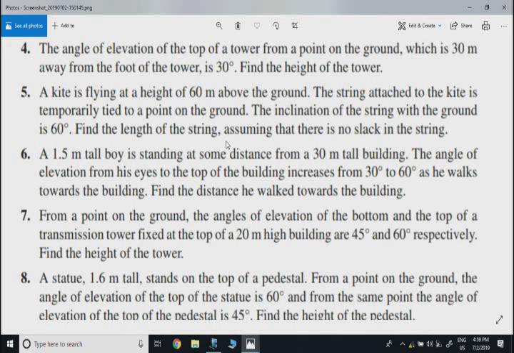Question number 4 says the angle of elevation of the top of a tower from a point on the ground which is 30 meter away from the foot of the tower is 30 degree. Angle of elevation to the top of the tower is 30 degree from a point which is 30 meter from the foot of the tower. Find the height of the tower. A very basic question which we have done in the starting one.